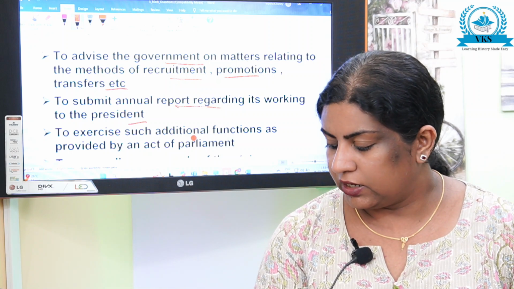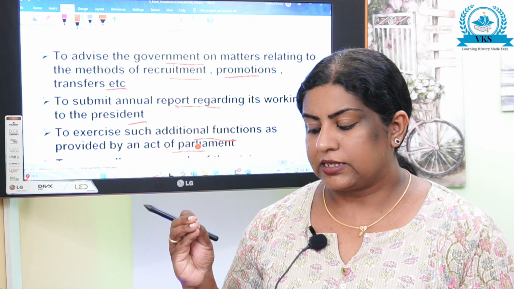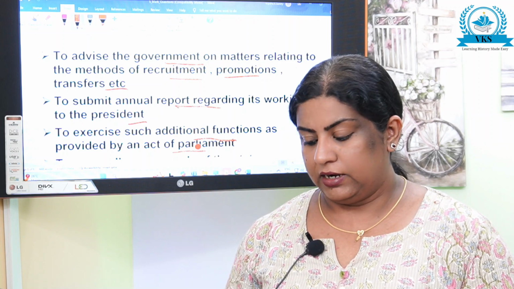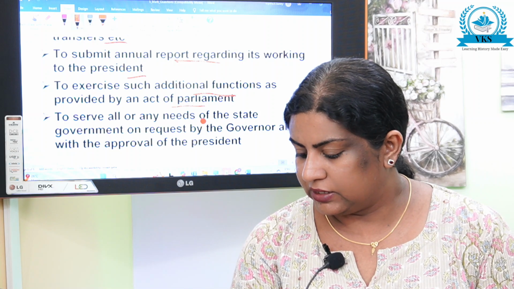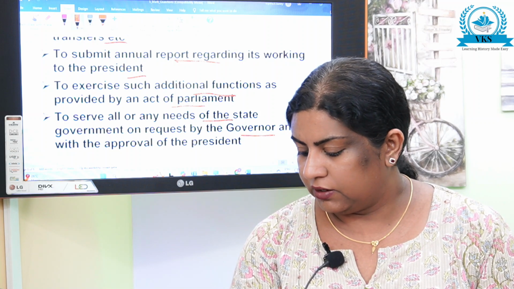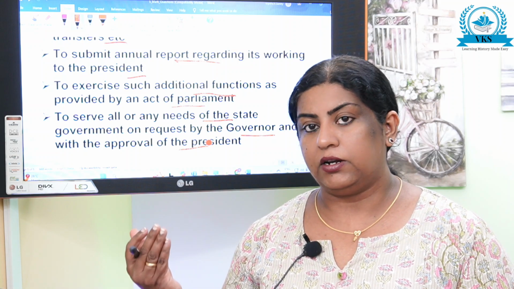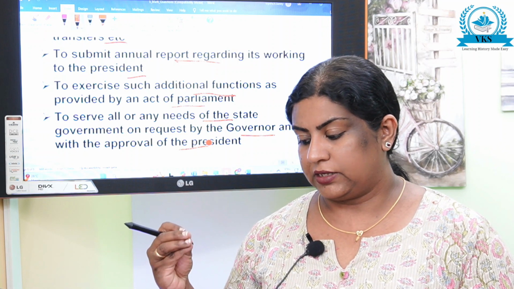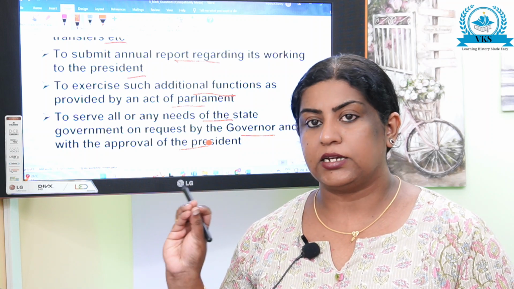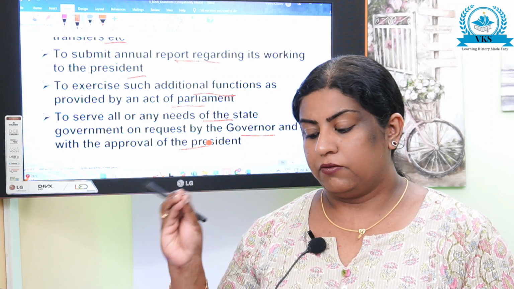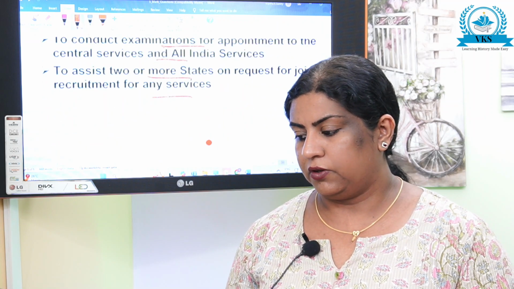To exercise such additional functions as provided by Act of Parliament. So, UPSC exercises additional functions to serve any need of the state government on request by the governor with the approval of the president. So, all these are the functions of UPSC.